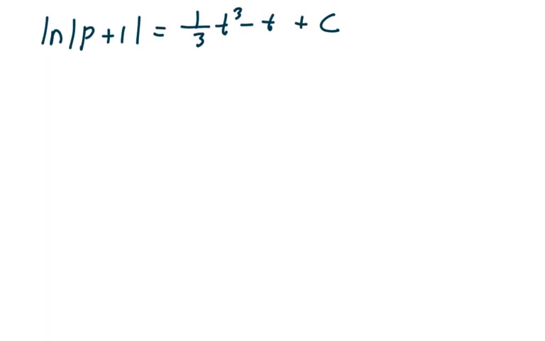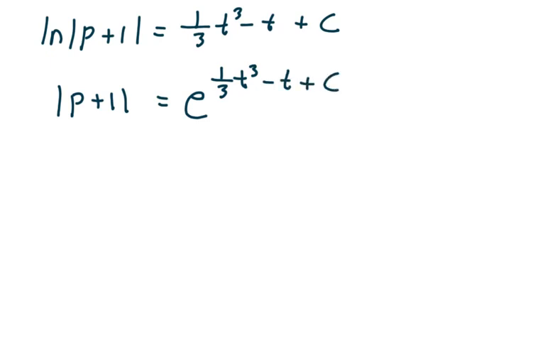Now, the absolute value of p plus 1 is equal to e raised to the 1/3 t to the third minus t plus c. Okay? Now, what this says is p plus 1 is plus or minus. Now, I'm going to rewrite this term as e to the c times e to the 1/3 t cubed minus t.